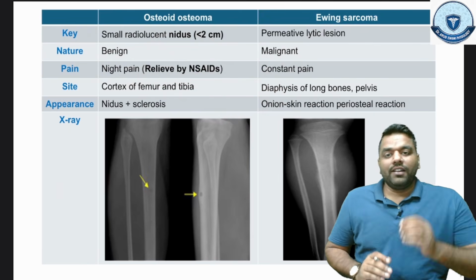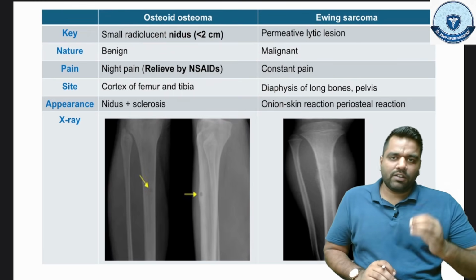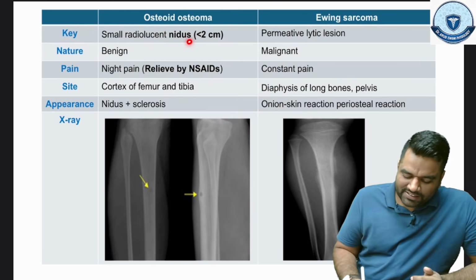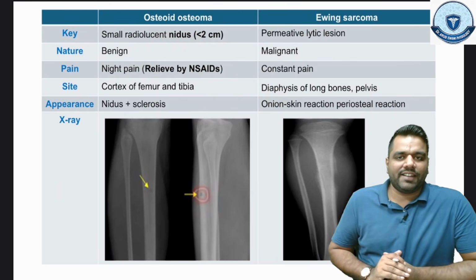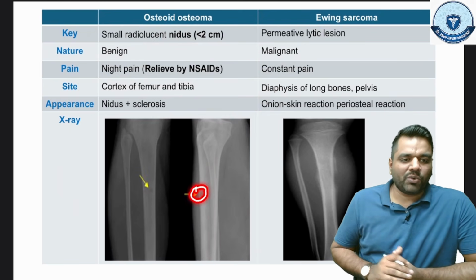They will give you that there is a night pain which is relieved by aspirin or the NSAID or anything. This is suggestive of osteoid osteoma, and there is a nidus present. Nidus is present. So you can see over here, this is your nidus, right? This is the diaphyseal area, and you can clearly see this nidus over here.